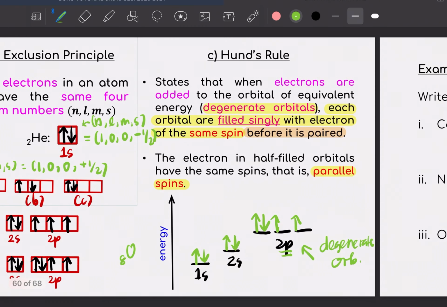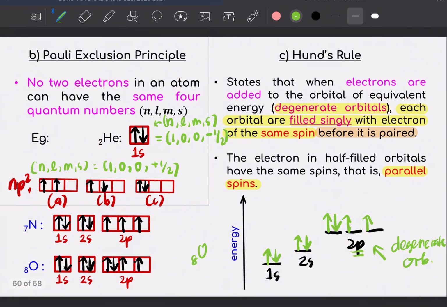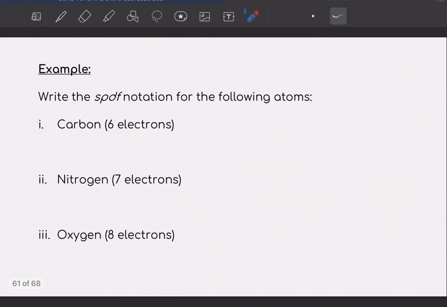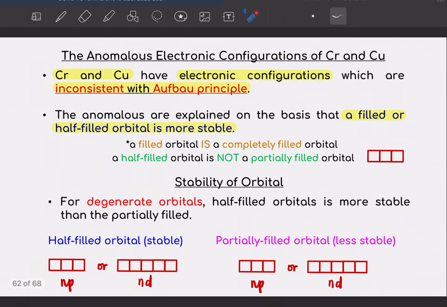Alright, so you have to pay attention to the way I fill in my electrons. Sorry, I did this one slowly so that you can see. So this one I think you can try on your own. Remember to write it in spdf notation. Okay.